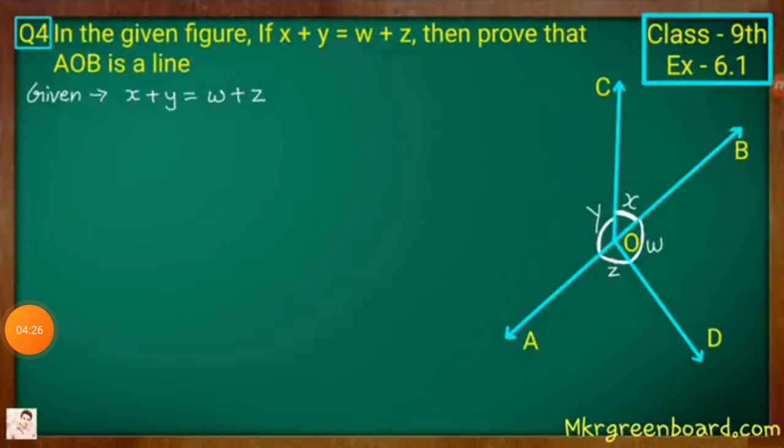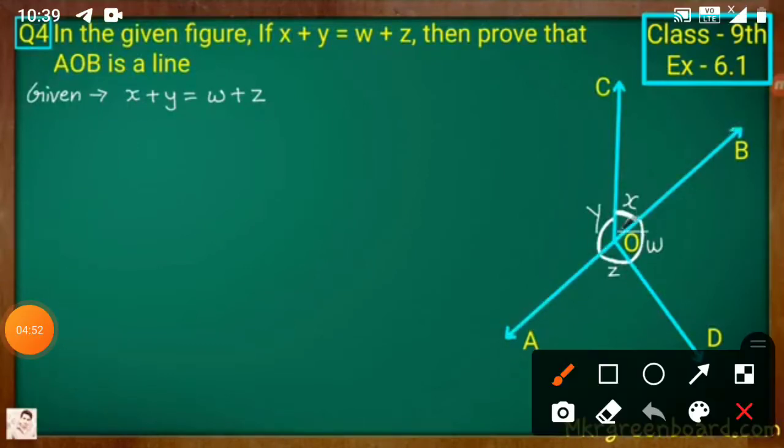Hi children, continue the exercise. Question number 4. In the given figure, if x plus y equals w plus z, then prove that AOB is a line. AOB is a line. See the figure. Here one condition is given. What is the condition? x plus y equals w plus z. Means this is a line, AOB line.